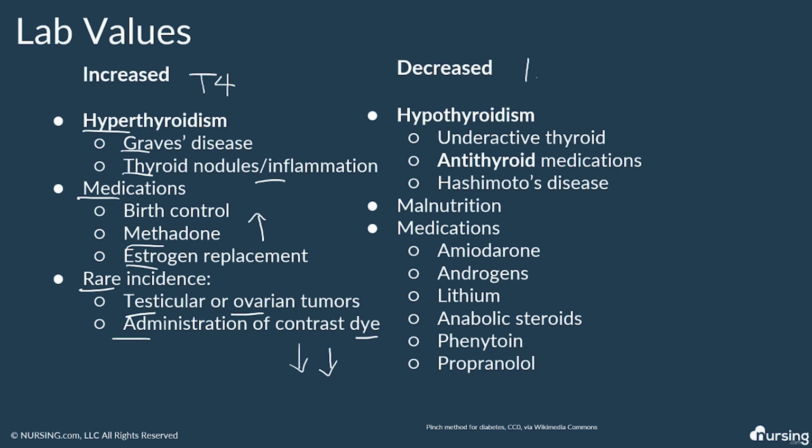Now, when T4 is decreased, that's going to indicate hypothyroidism or an underactive thyroid. That thyroid isn't producing as much of the T4, and that's why the value is low. We see this in Hashimoto's disease. It could also be an indication of malnutrition and certain medications. Amiodarone for rhythm issues, hormone replacement for androgens, or a lack thereof.